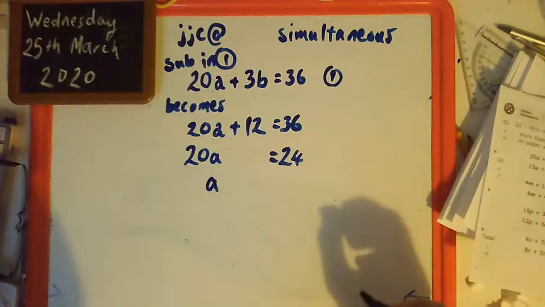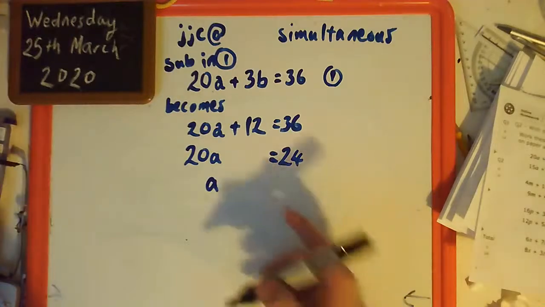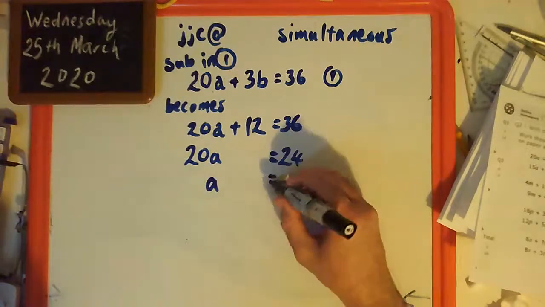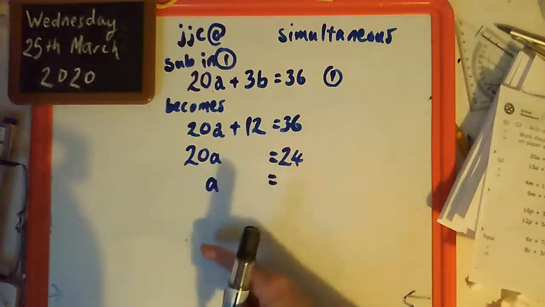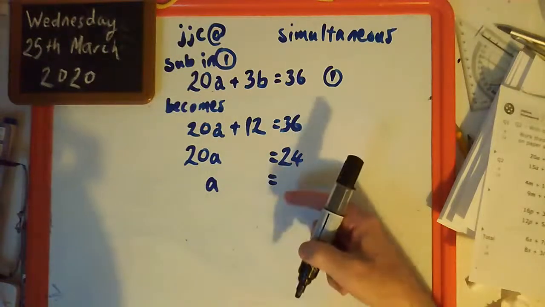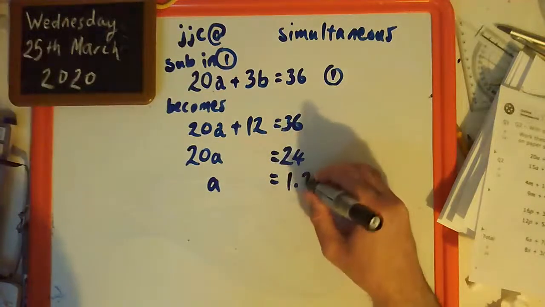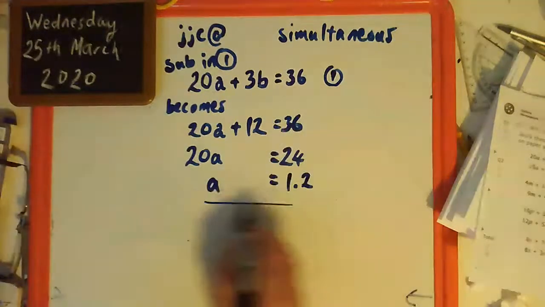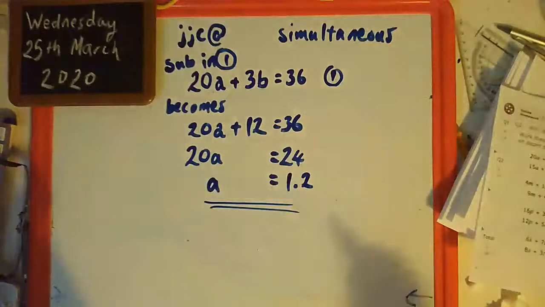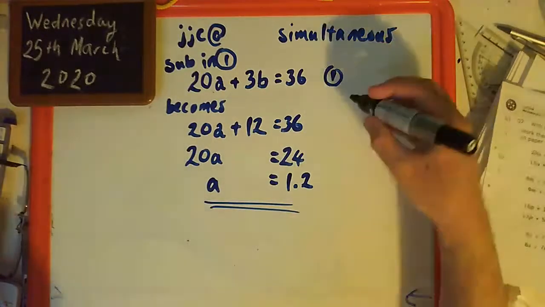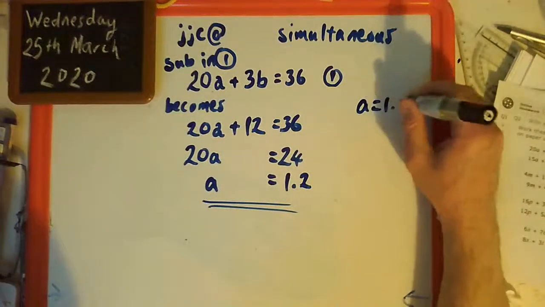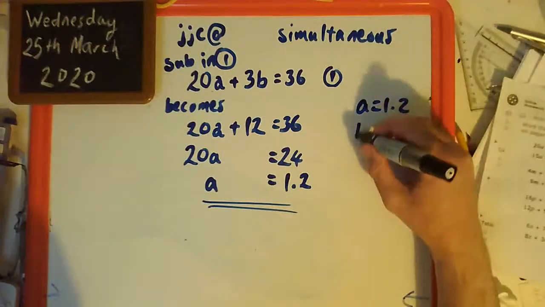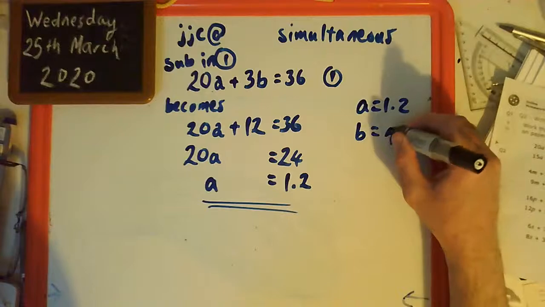I don't want to know what 20a is. I want to know what a is on its own. So I'm going to have to divide everything by 20. So 24 divided by 20, trying to do this in my head now, is 1.2. So a is 1.2. So the values are allowed to be decimals. Okay, so we've got the solutions. A equals 1.2 and b equals 4.